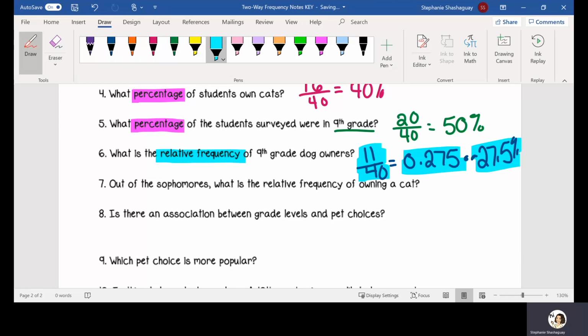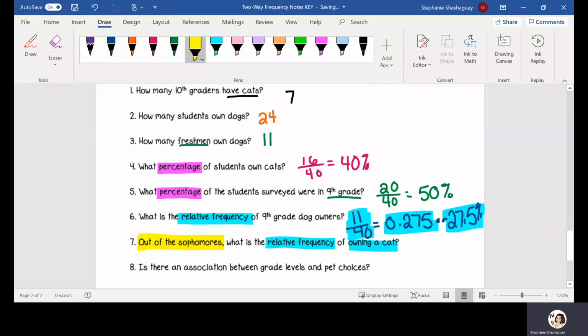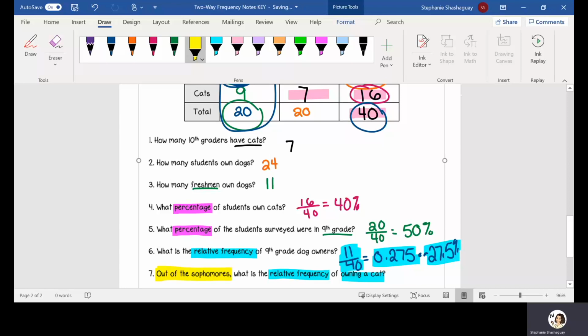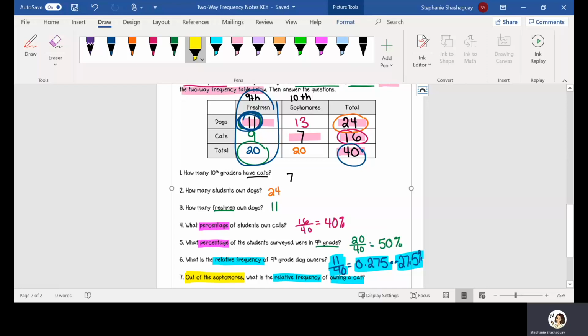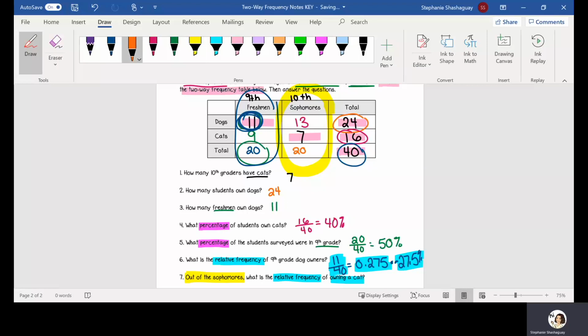Now, out of the sophomores, what is the relative frequency of owning a cat? Okay, this one's a little different because it's asking out of the sophomores. So we're not going to compare it to the total. We're going to compare it to the total number of sophomores, not the total number of students. I'm going to zoom out a little bit more so we can see it all at once. So out of the sophomores, we're looking in this column. We're going to look at our cats, and that's 7, and it's 7 out of 20.